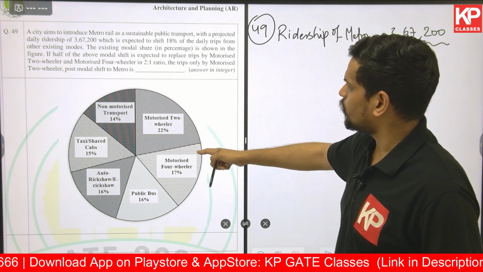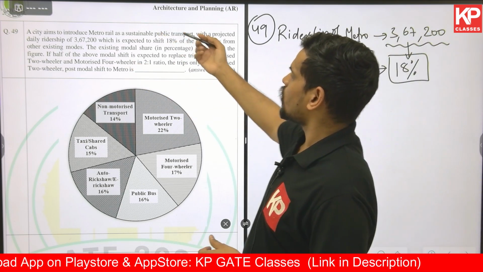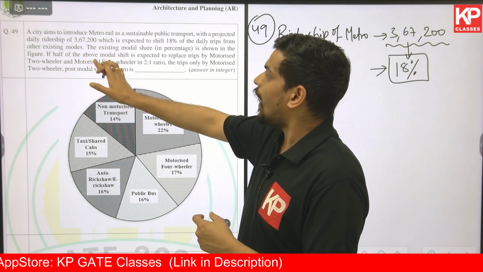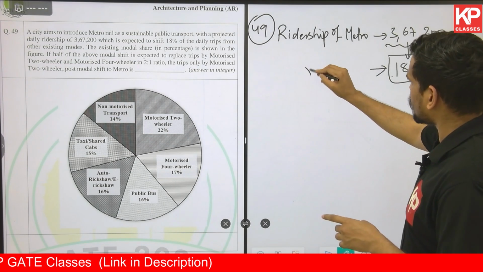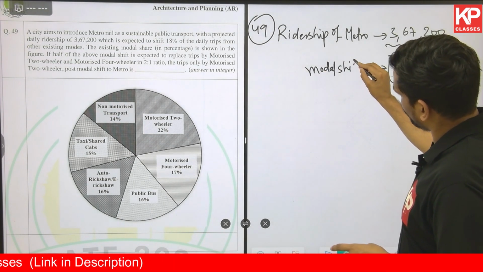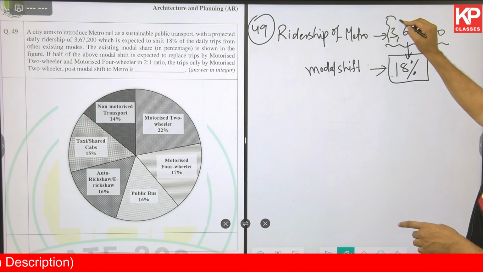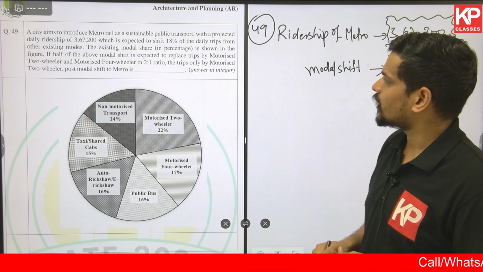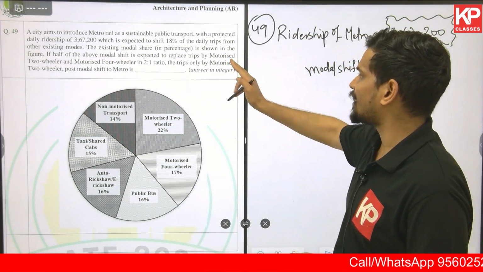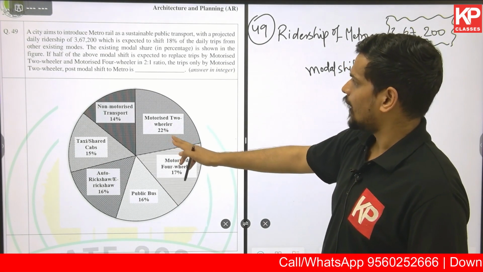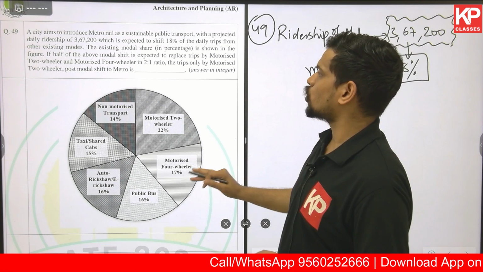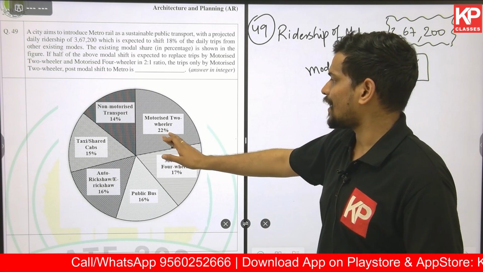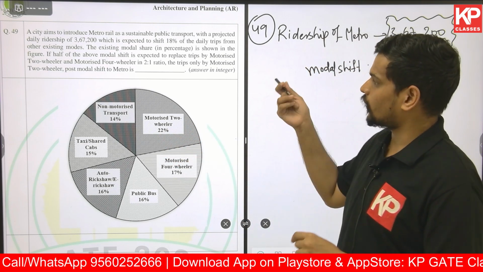That is given further. The existing modal share in percentage is shown in the figure. Half of the modal shift is expected, so the modal shift from these is happening, and 18% is the total modal shift. This is the modal shift which is happening, which is contributing to this much value, right? Of this modal shift of 18%, they're saying half of the modal shift is expected to replace trips by motorized two-wheeler and motorized four-wheeler in the ratio of 2:1. They're asking how many people will use motorized two-wheeler after introduction of metro.